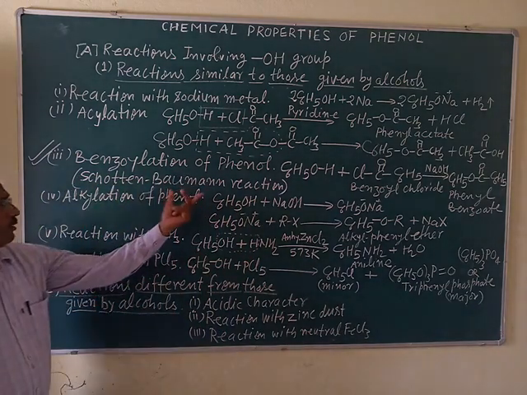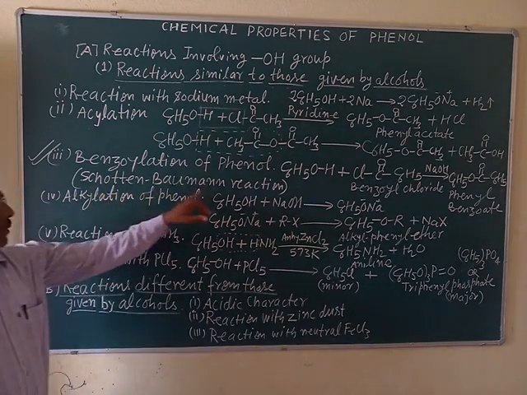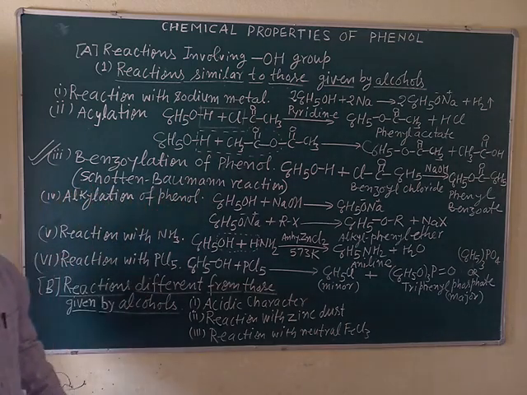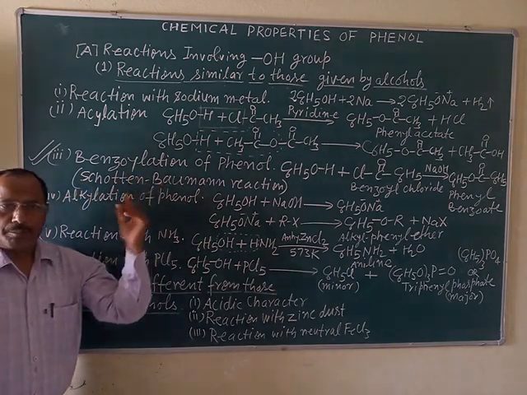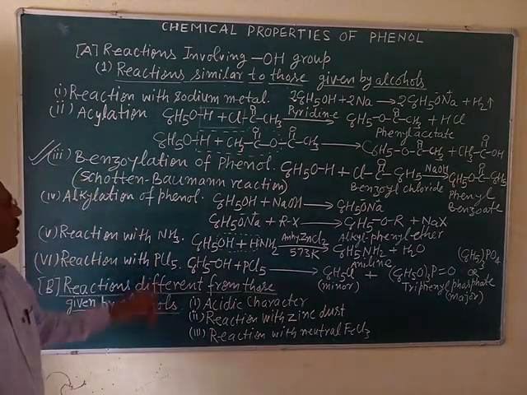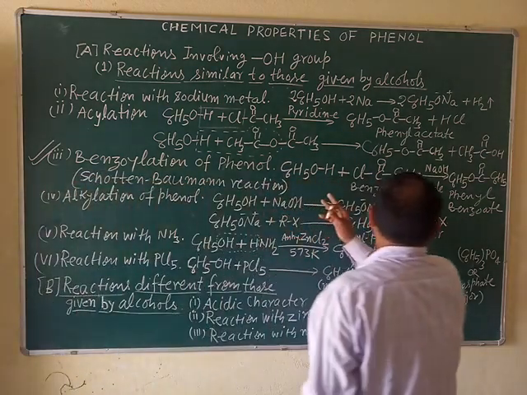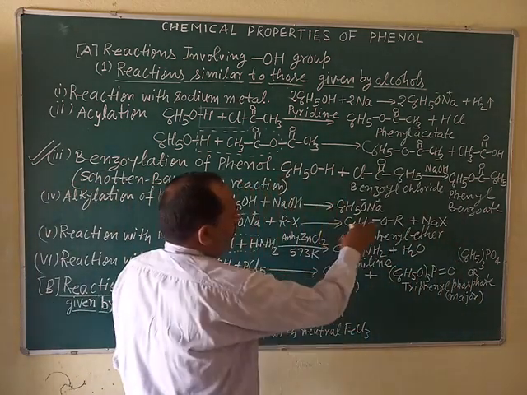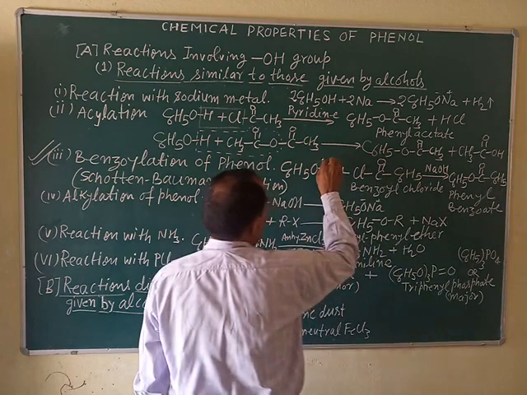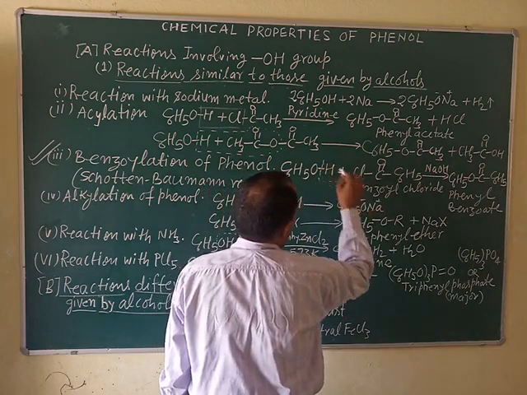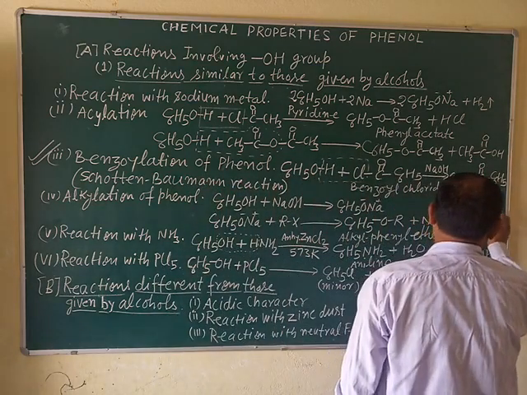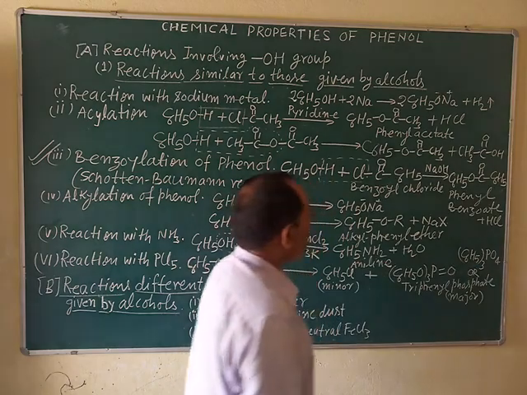that is called benzoylation of phenol, and this is also known as Schotten-Baumann reaction. Which reaction is this? Schotten-Baumann reaction. What is Schotten-Baumann reaction? Benzoylation of phenol in presence of alkali is called Schotten-Baumann reaction. In this reaction, phenyl benzoate is formed, and loss of HCl takes place. Phenyl benzoate plus HCl. This is phenyl benzoate.